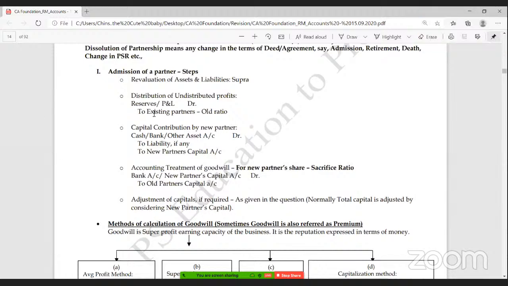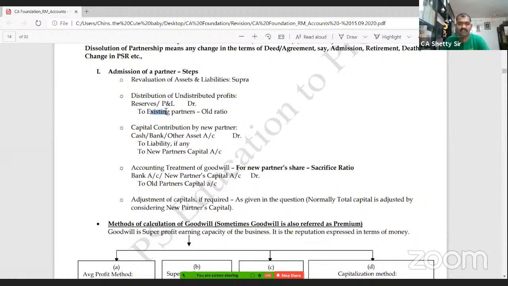Yes, sir. Brilliant. Next, capital contributed by a new partner. Debit cash account, bank account or other asset accounts, and credit liabilities account if any, and the new partner's capital account. First PUC, first journal entry for a commerce student. When you contribute capital, what is the entry? Cash account to capital. Along with the cash, he gives building, machinery, whatever; debit all asset accounts. And assuming along with the building there's a building loan of 20 lakh, then credit that, and the new partner's capital account has to be created.